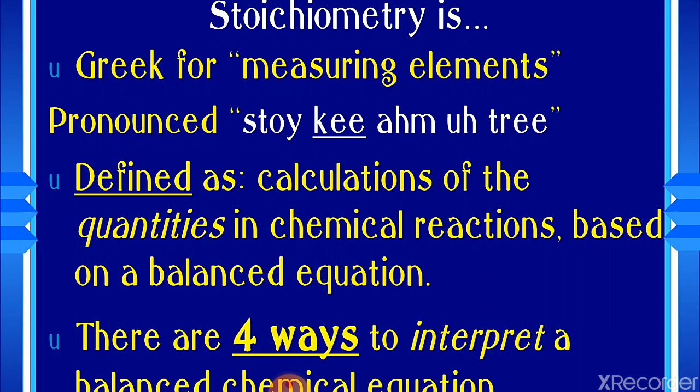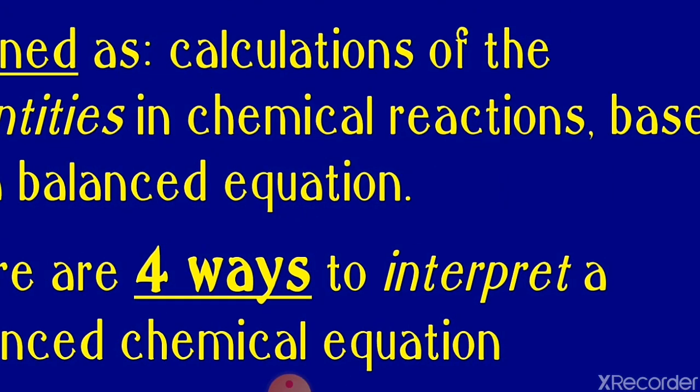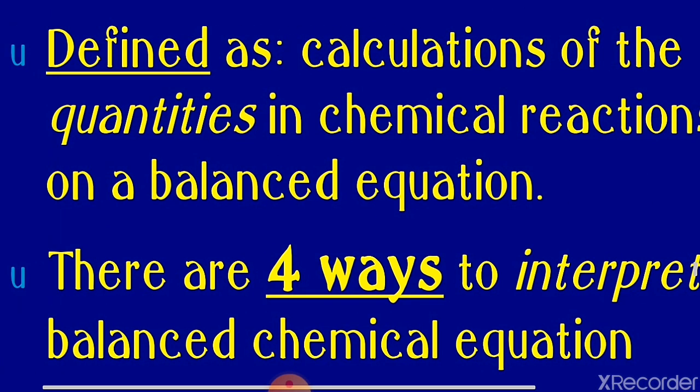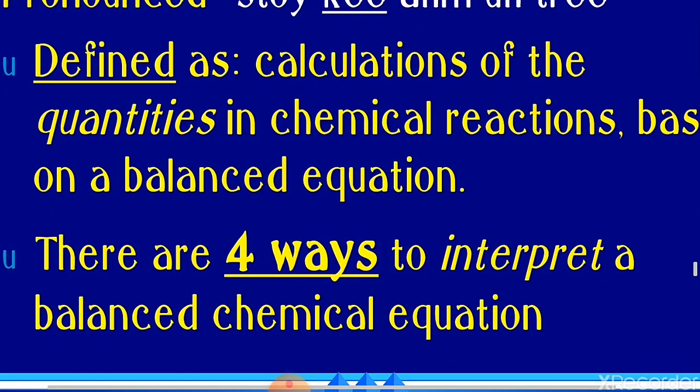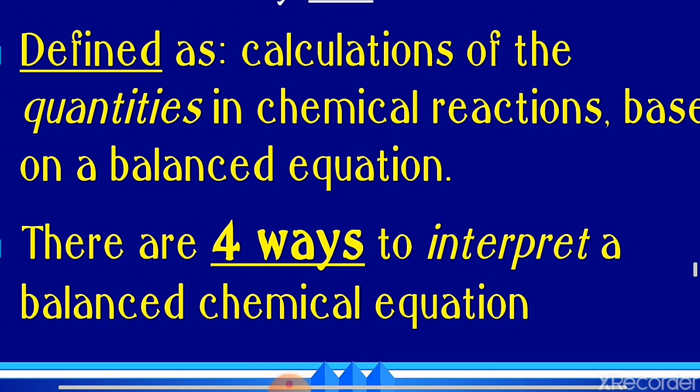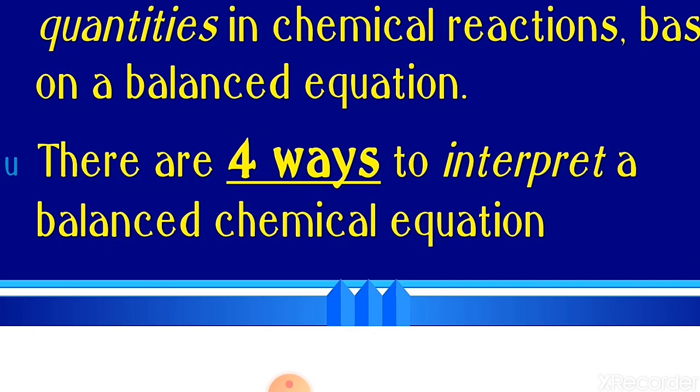Stoichiometry is defined as the calculation of the quantities in a chemical reaction based on a balanced equation. So it is basically the calculation of what? Of quantities in a chemical reaction. And how do you get it? Based on a balanced equation. And there are four ways to interpret a balanced chemical equation.